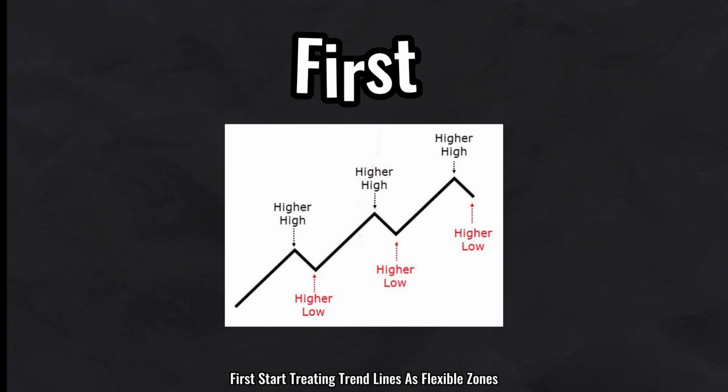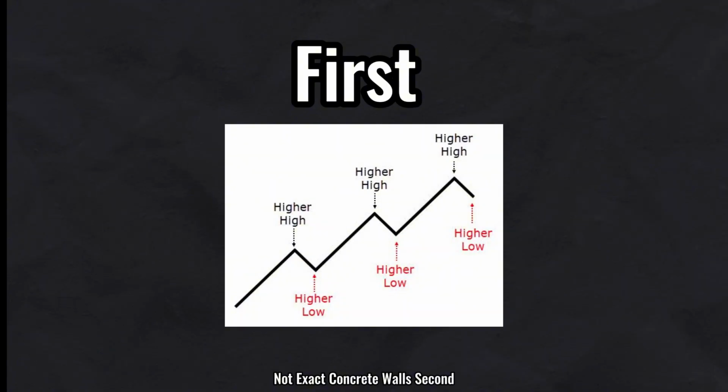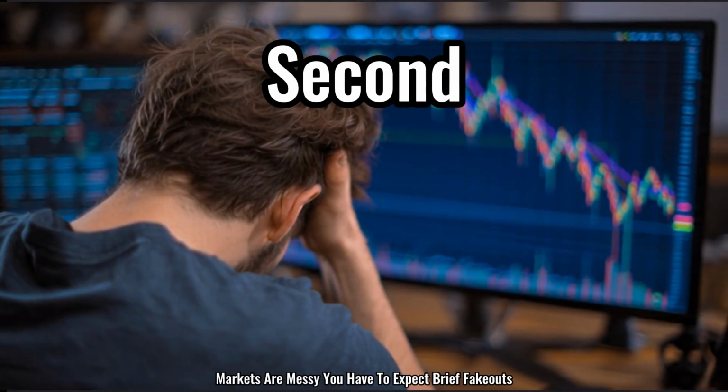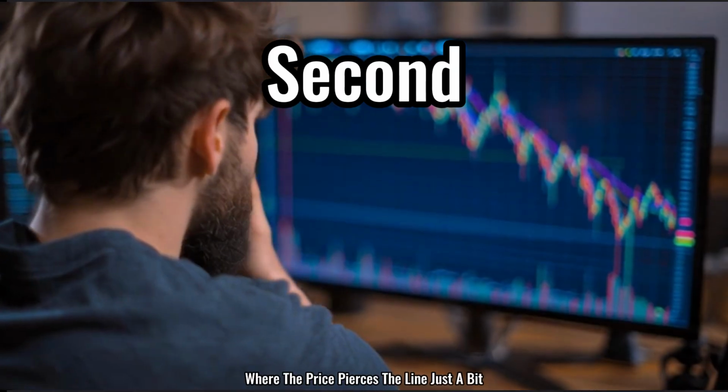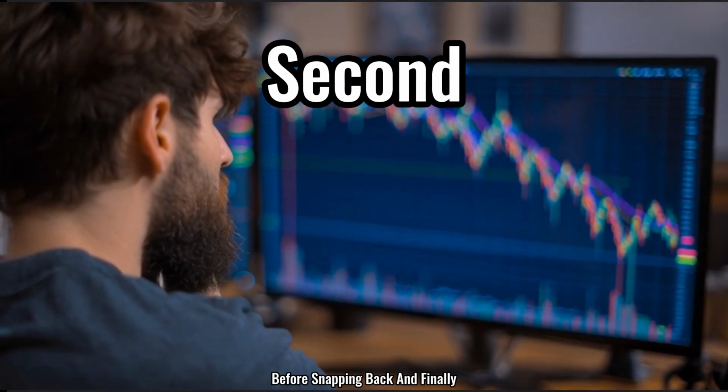First, start treating trend lines as flexible zones, not exact concrete walls. Second, markets are messy. You have to expect brief fakeouts, where the price pierces the line just a bit before snapping back.